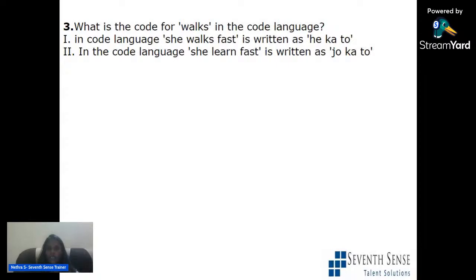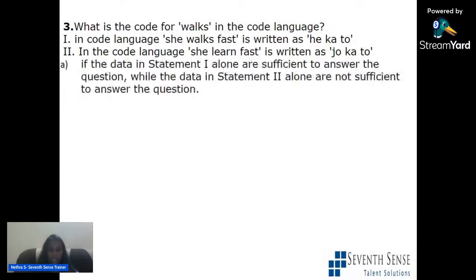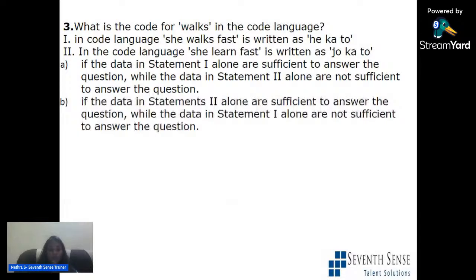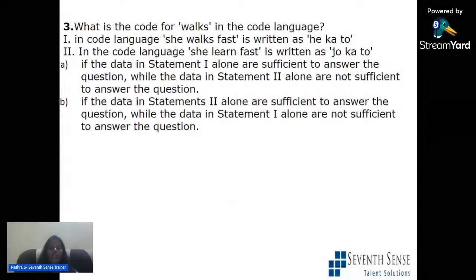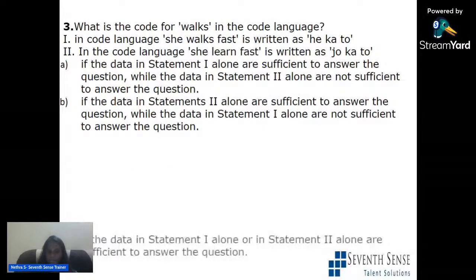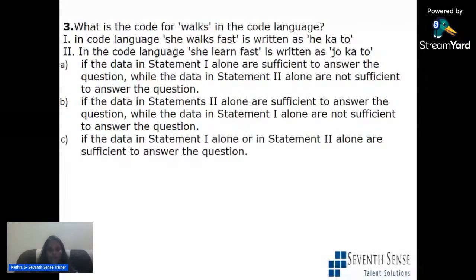So here are your options. Option A is if the data in statement 1 alone are sufficient to answer the question, while the data in statement 2 alone are not sufficient to answer the question. Option B is if the data in statement 2 alone are sufficient to answer the question, while the data in statement 1 alone are not sufficient to answer the question. Option C is if the data in statement 1 alone or in statement 2 alone are sufficient to answer the question.